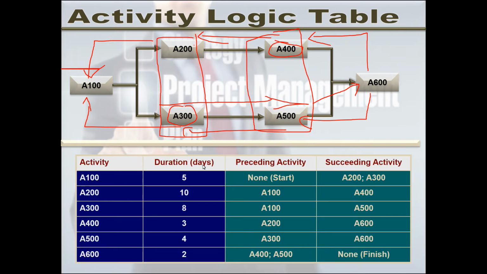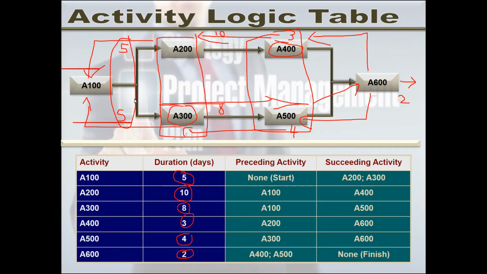On our activity chart, we've indicated that activity 100 will take 5 days to complete. So it's 5 days into the project here and here on both of these paths. Then activity 200 will take 10 days. Activity 300 will take 8 days. Activity 400 will take 3 days. Activity 500 will take 4 days. And activity 600 will take 2 days to complete.